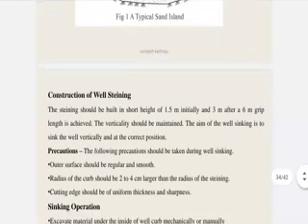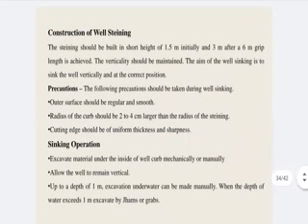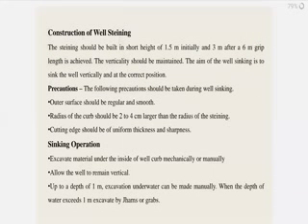Now the construction of well steining, how the steining should be constructed. Take a screenshot of this slide because this slide is very important. The steining should be built in short heights of 1.5 to 3 meter after a 6 meter grip length is achieved. The verticality should be maintained. Your steining should be vertical. It should not be inclined. The aim of well sinking is to sink the well vertically at the correct position. It should not be inclined, otherwise scoring may happen, otherwise tilting may happen. So your steining should be vertical.